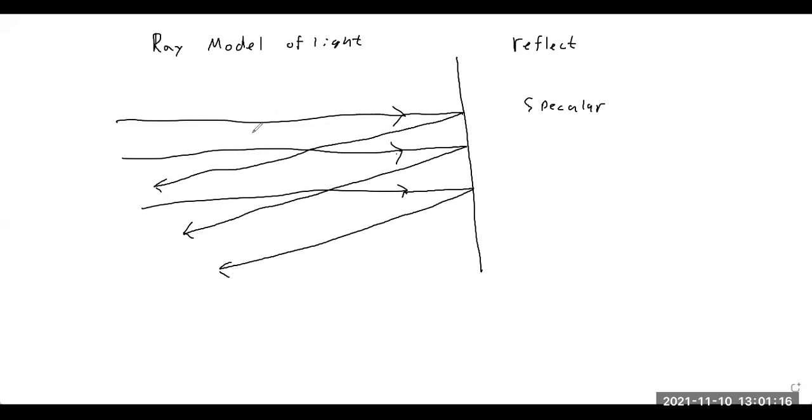So if it comes in parallel, it's going to bounce out parallel. And if this is normal to the surface, our rule for specular reflection is that our angle in, or our angle of incidence, is equal to our angle out, or angle of reflection.